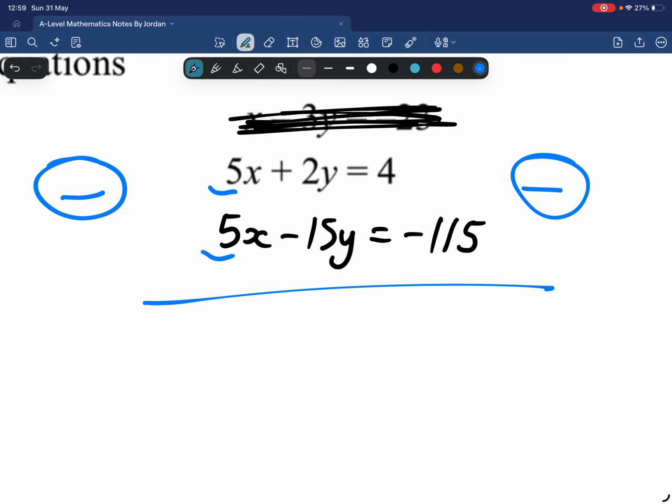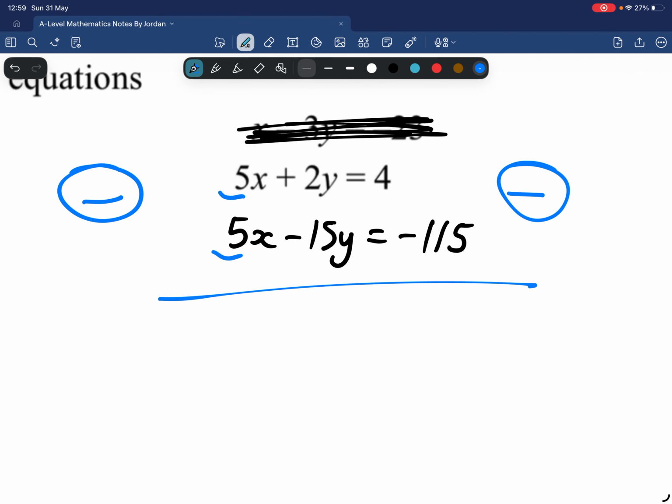So, if we do 5x take away 5x, that's going to give us nothing here. Remember, we said that for the bit that's the same coefficient, this will always be 0, which is nice. So then I have plus 2y subtract minus 15y. You see there's two negatives here, a negative sign here and here. So two negative signs give us a positive. So effectively this is 2y add 15y, which gives us 17y there.